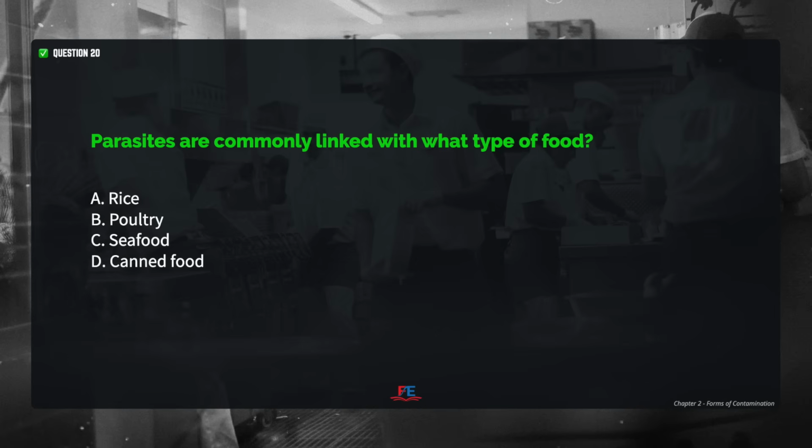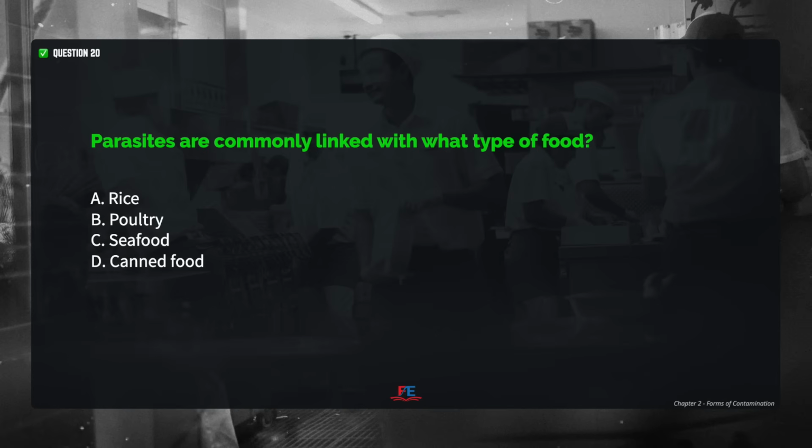A and D aren't parasite carriers in this context. Rice can cause bacteria growth, but not parasites. B is linked to salmonella, not parasites. So the answer here is C. Parasites are most often found in raw or undercooked seafood, like sushi, ceviche. Always verify that your fish supplier follows parasite destruction protocols if you're serving raw items.